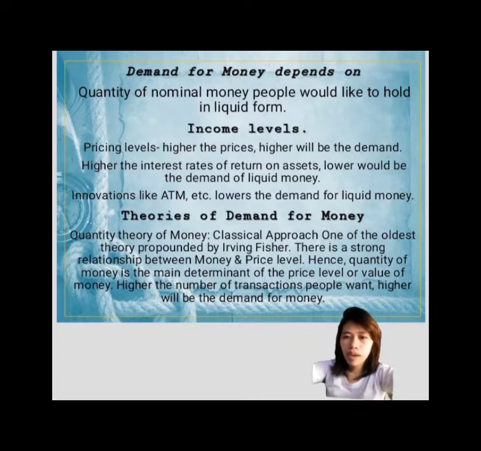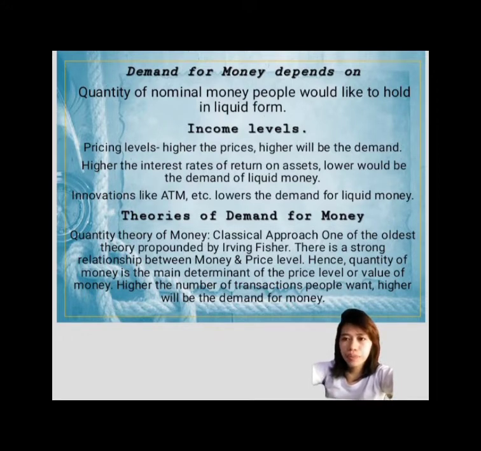Income levels. Pricing levels: the higher the prices, the higher the demand. The higher the interest rates of return on assets, the lower the demand for liquid money. Innovations like ATMs lower the demand for liquid money. Theories of demand for money.